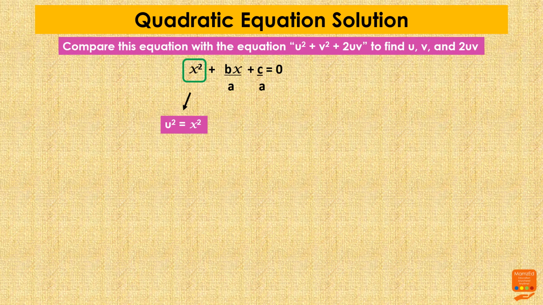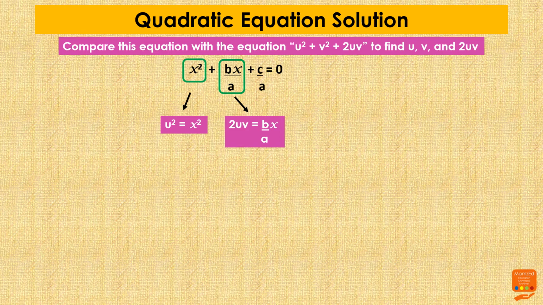But what we can do is compare bx over a with 2uv. And why are we comparing the term 2uv with bx over a? This is because x is actually u, and in the term 2uv, u is being multiplied by v. And in the term bx over a, we have x, which means that the rest of the term, which is b over a, would be part of v. So b over a with some coefficient will be v.